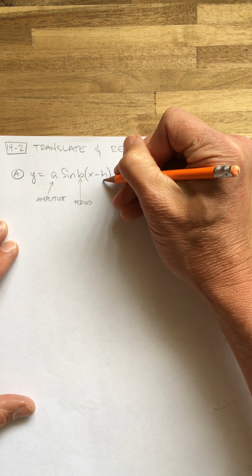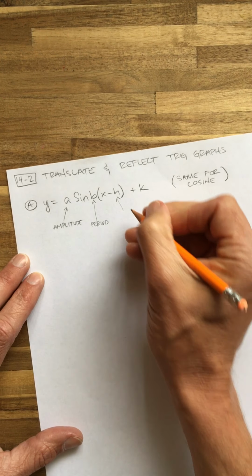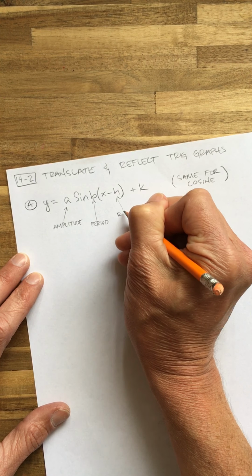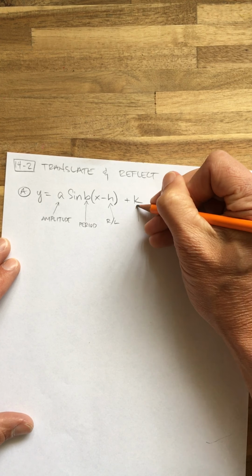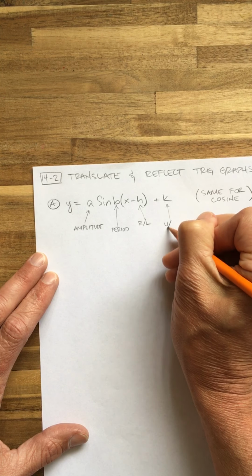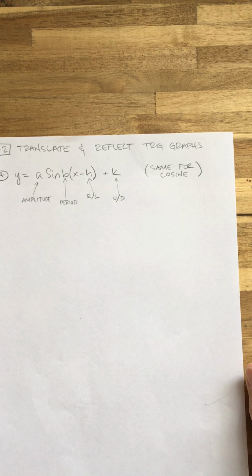Okay, and the H: if it's negative, it's going to shift to the right. And if it's positive, it's going to shift to the left. So this is a right or left shift. And then the K, remember that shifts it up or down, okay? Up or down.